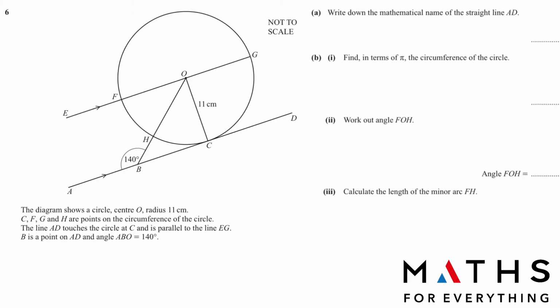Question number 6. We have been given a circle with center O and radius 11 centimeter. And the points C, F, G, H are all on the circle. And the line AD touches the circle at C and it is parallel to the line AG. B is a point on AD and the angle APO is 140 degrees. So a lot of information has been given to us.